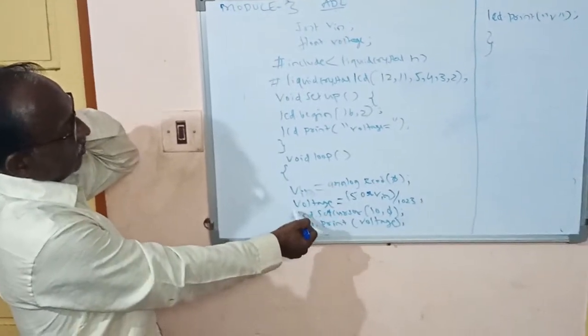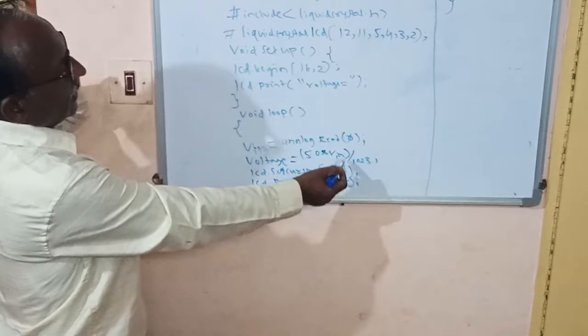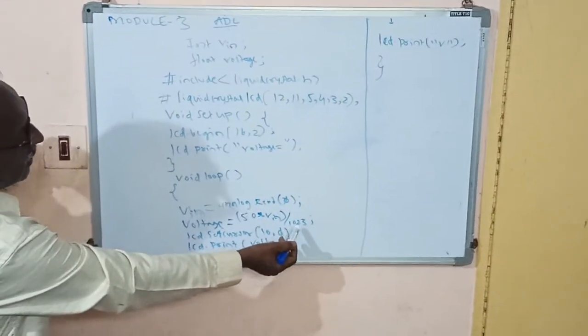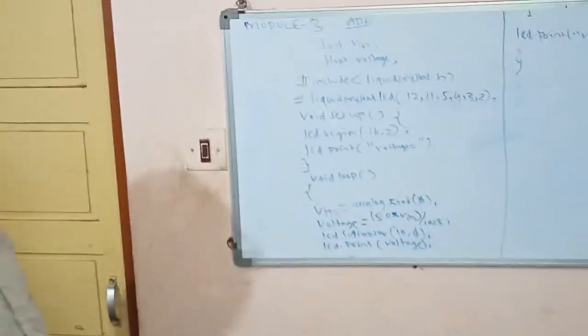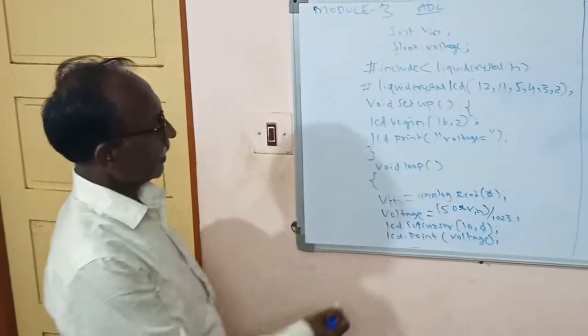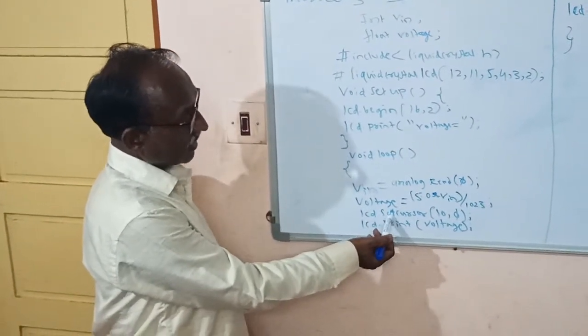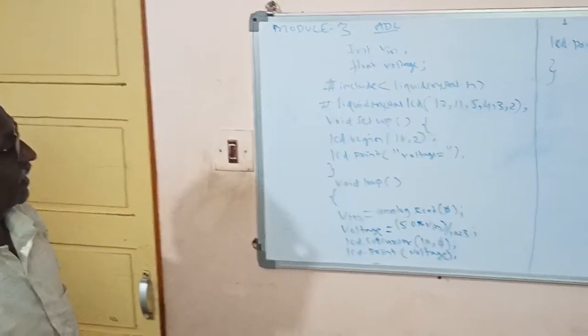I can write this formula: voltage is equal to 5.0 into pin divided by maximum resolution. I told you 1023. This is the calculation parameter I am entering into the C code. Similarly, you can set the LCD: lcd.setCursor 10 comma 0. These are the pin numbers.